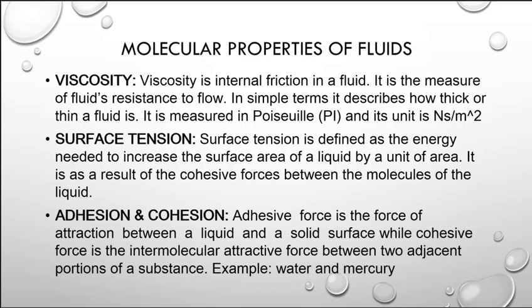Now the next topic we'll be considering is molecular properties of fluid. The first property there is viscosity. Viscosity is internal friction in a fluid. It is the measure of fluid resistance to flow. In simple terms, it describes how thick or thin a fluid is, and it is measured in poise, and the unit of viscosity is Newton second per meter square.